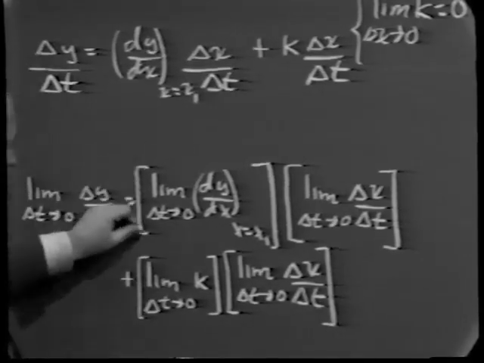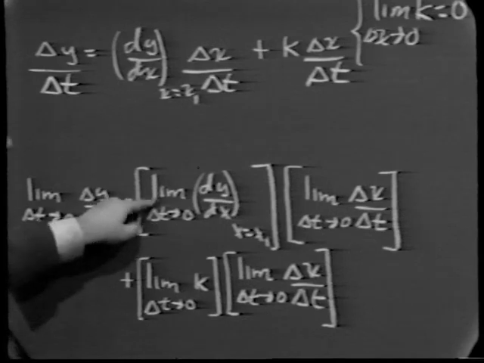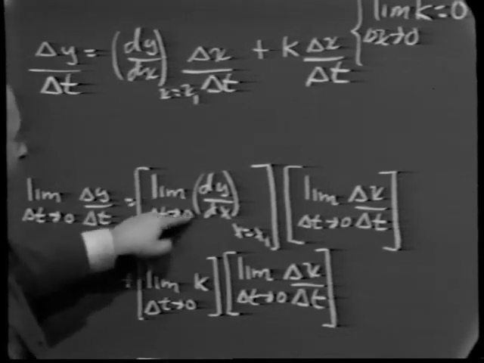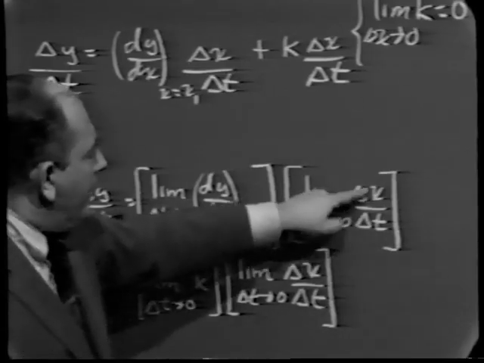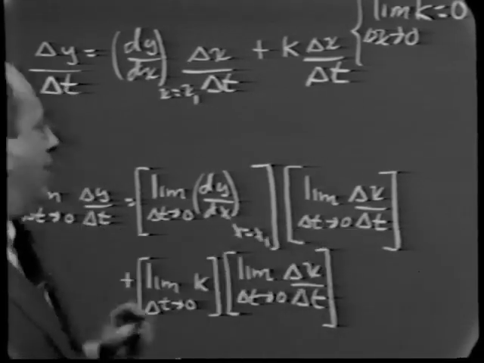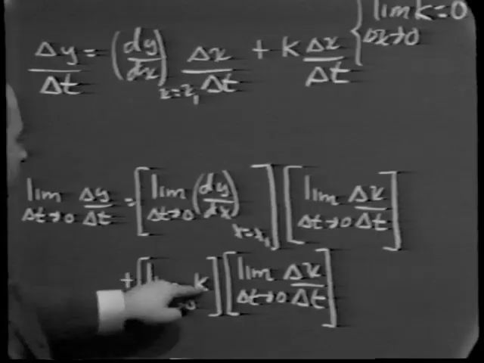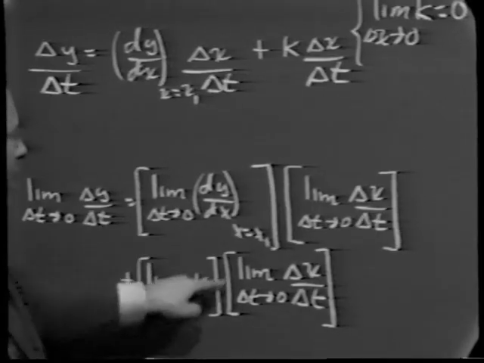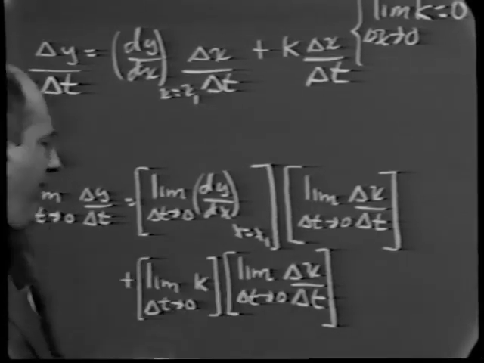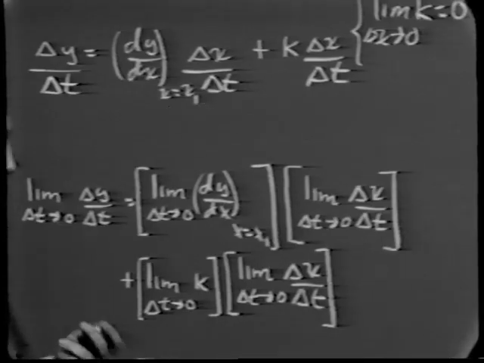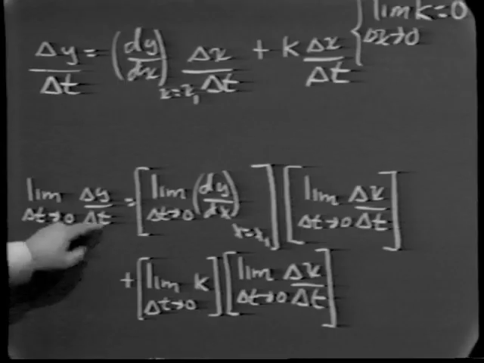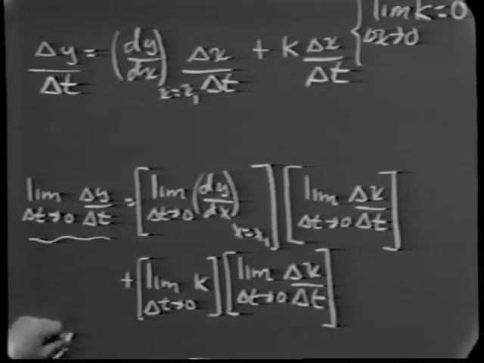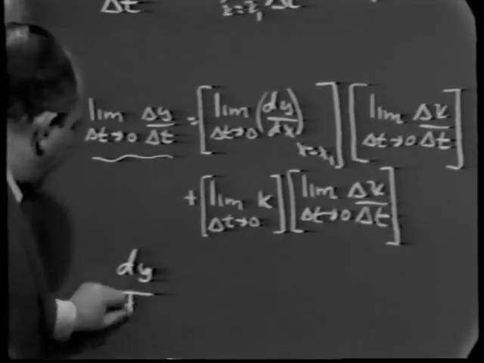So working out the regular limit theorems, this is what? The limit as delta t approaches 0 of dy dx, evaluated at x equals x1, times the limit of delta x divided by delta t as delta t approaches 0, plus the limit of k as delta t approaches 0, times the limit of delta x divided by delta t as delta t approaches 0. Now, if we remember what this means, this is just by definition dy dt.